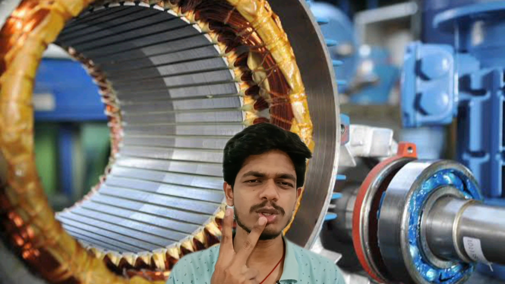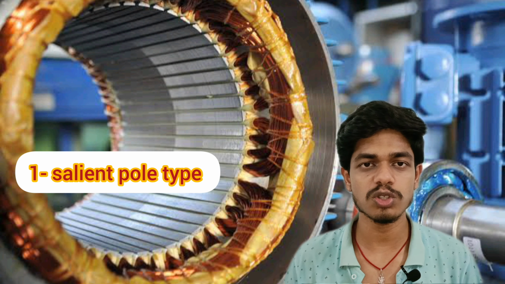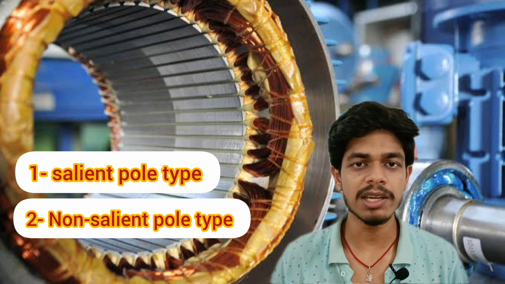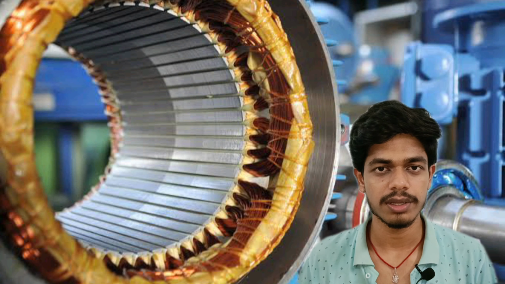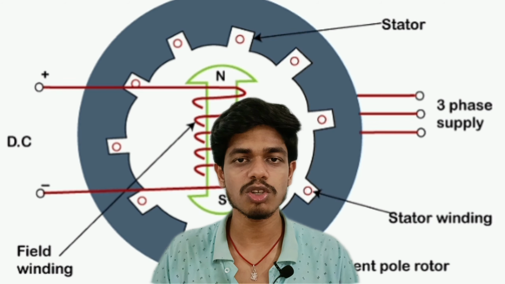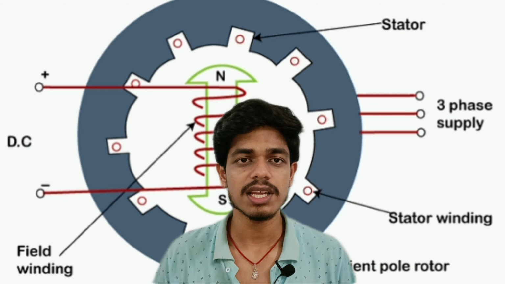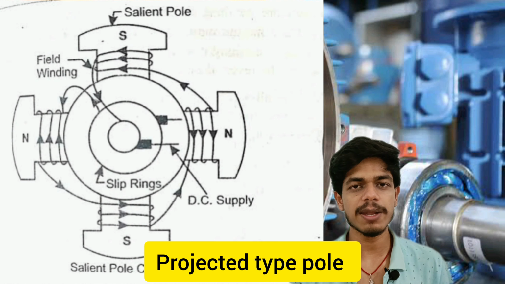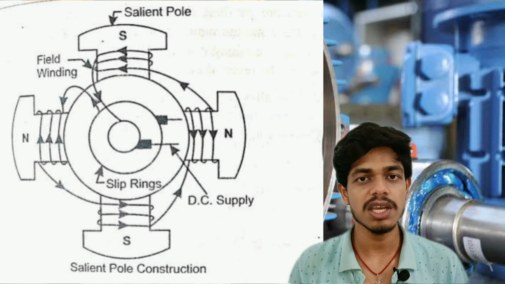So there are basically two types of synchronous motor we use. One is the salient pole type synchronous motor and the second is the non-salient pole type synchronous motor. First is the salient pole type synchronous motor. In this type of synchronous motor, the rotors are known as projected type poles because the poles are projected out from the surface of the rotor core.